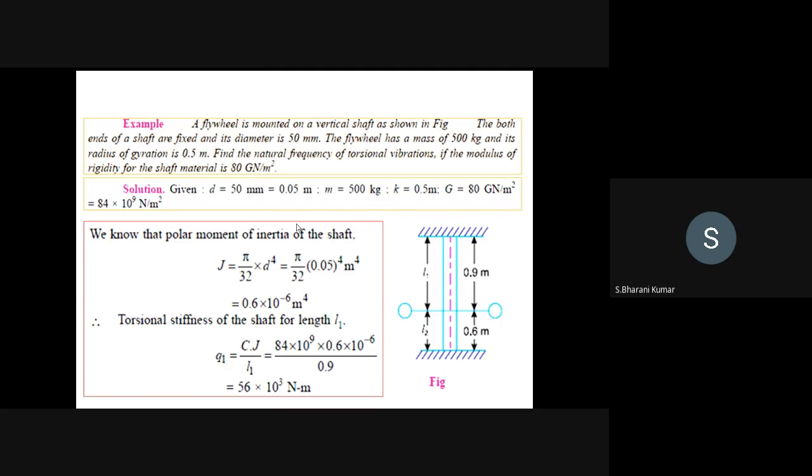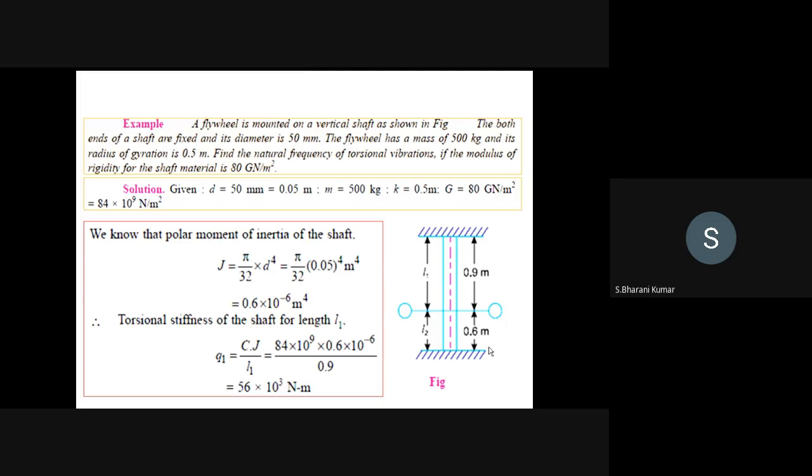And J equal to pi by 32 d power 4, the polar moment of inertia. Next is the torsional stiffness of the shaft for a length L1. In this diagram you can see that there are two parts, taken as L1 and L2. So you want to find Q two times: from the top to the middle is 0.9 meters, and from the middle to the end is the other part. This will be solved as Q1 and this as Q2.